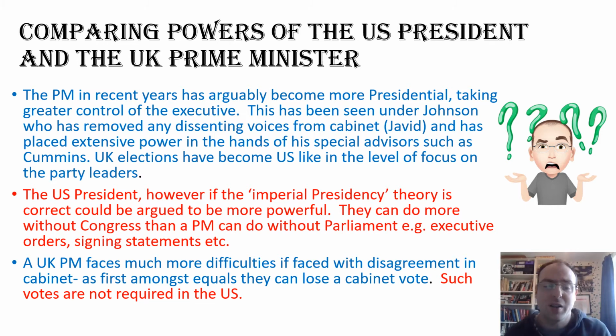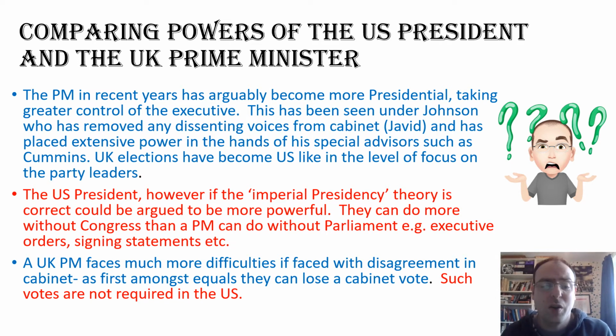There are things like executive orders and executive actions and signing statements that a president can do to mould what's going on and drive things from their position at the head of the executive that a prime minister can't. A prime minister has to use Parliament in most cases, but the prime minister is more likely to be able to use Parliament than the president is used to using Congress. So it's a bit of swings and roundabouts. But the idea of the imperial presidency is that the power of the US president hasn't gone.